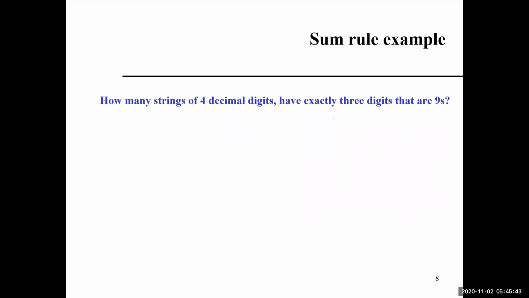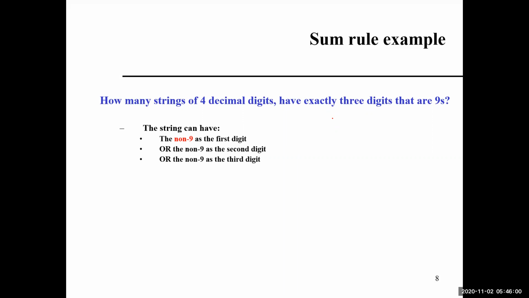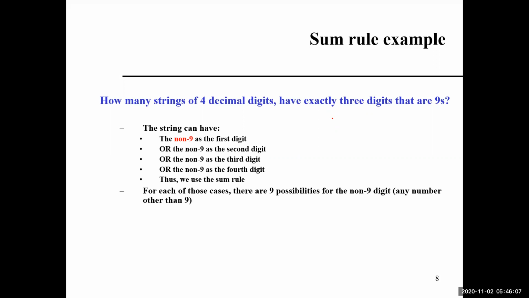How many strings of 4 decimal digits have exactly 3 digits that are 9? So let's solve this problem. The strings can have the non-9 digit as their first one, or the non-9 digit as the second one, or non-9 as the third digit, or non-9 as the fourth digit. So by using the sum rule, there are 9 possibilities for the non-9 digit. So the answer is 36.